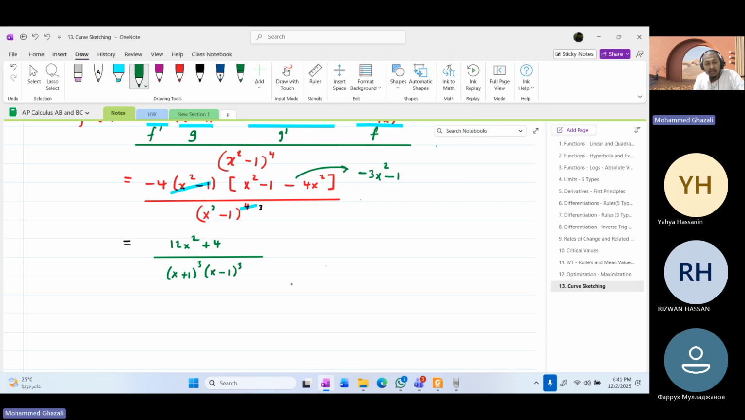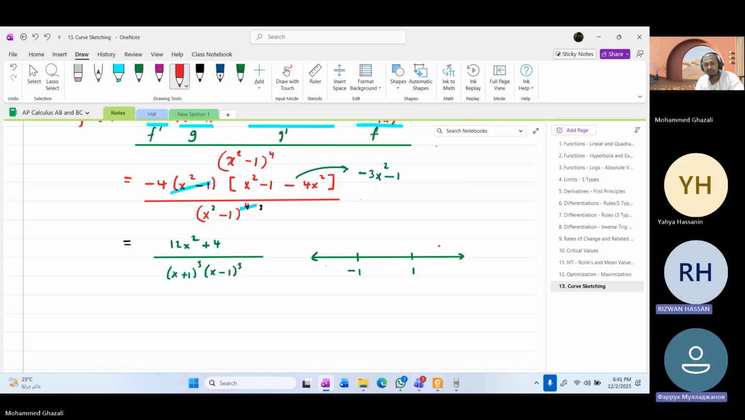Now, remember that the numerator is always positive, so we can't really find any real critical values. We're not dealing with complex numbers at all, so we're only working with real numbers. Avoid complex numbers in AP calculus. Now, we have just -1 and 1. We only have two critical values, okay? -1 and 1. Substitute any value after 1.